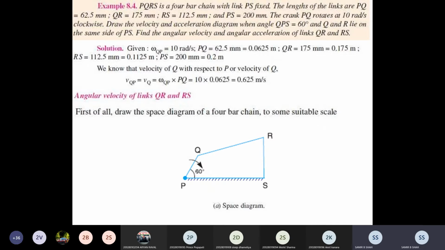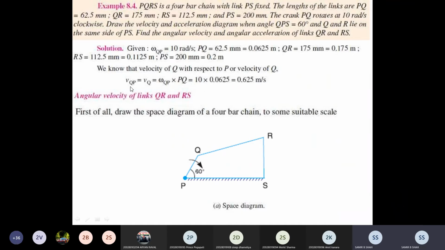Now we know that whenever the angular speed is given to us, we have to find the velocity of that link. So we will find the velocity of, first, the PQ link, right? We start with the equation that velocity V is equal to R into omega. We know that the link length of PQ is equal to 62.5, or we can say 0.0625 meter. Okay, and omega given is 10.